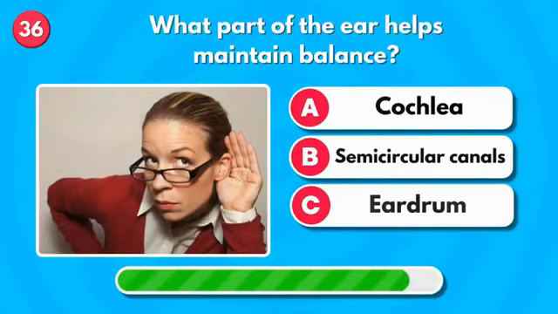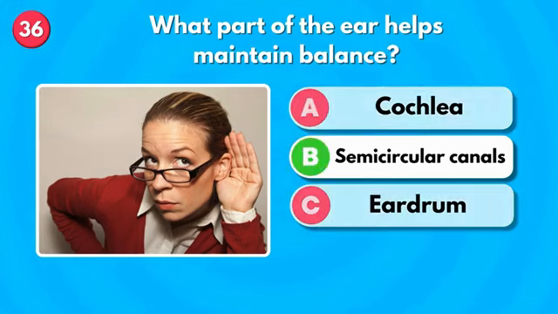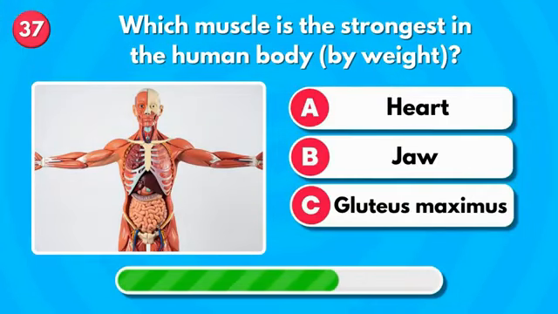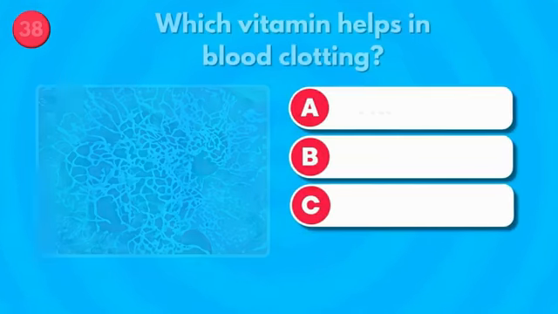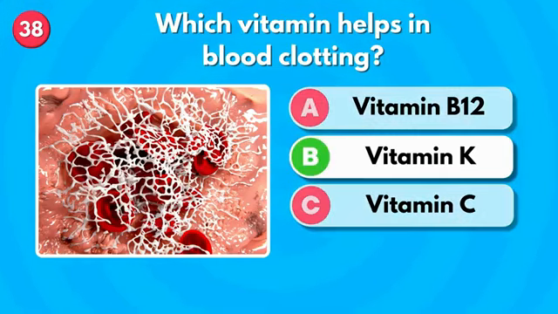What part of the ear helps maintain balance? Semicircular canals. Which muscle is the strongest in the human body, by weight? Jaw, masseter. Which vitamin helps in blood clotting? Vitamin K.